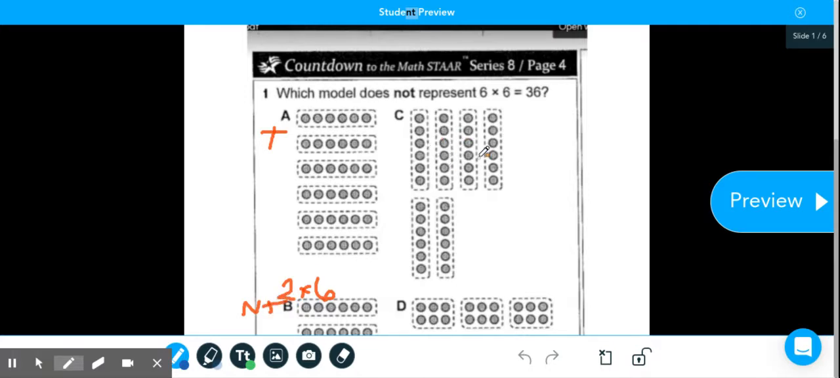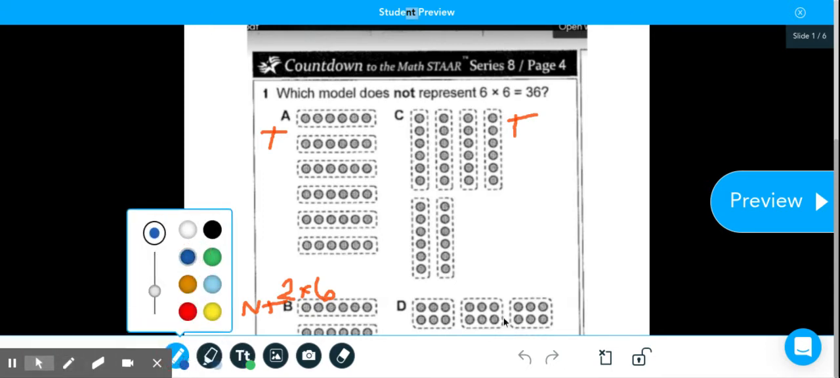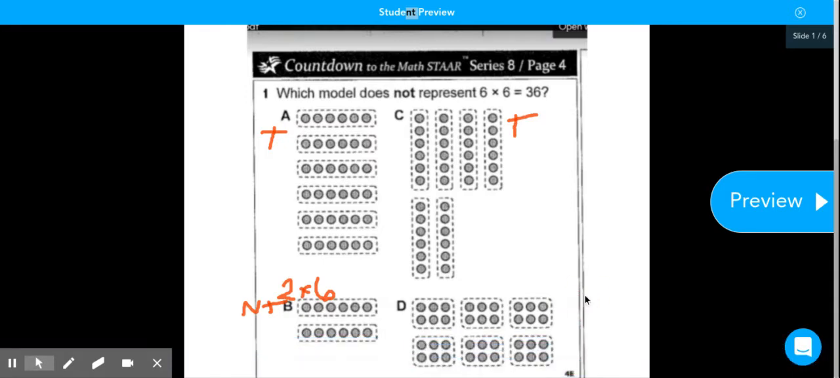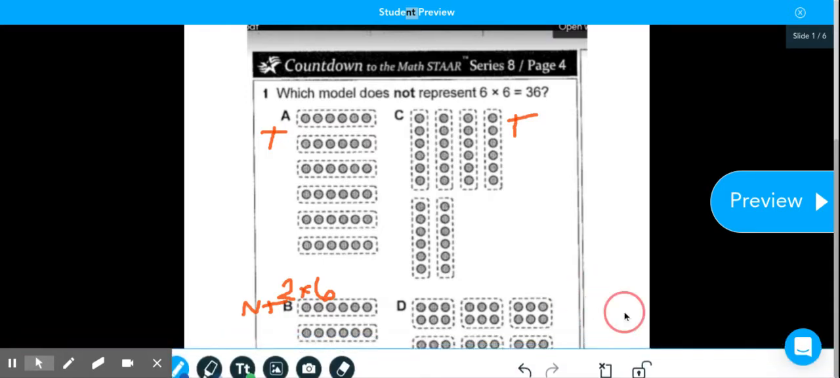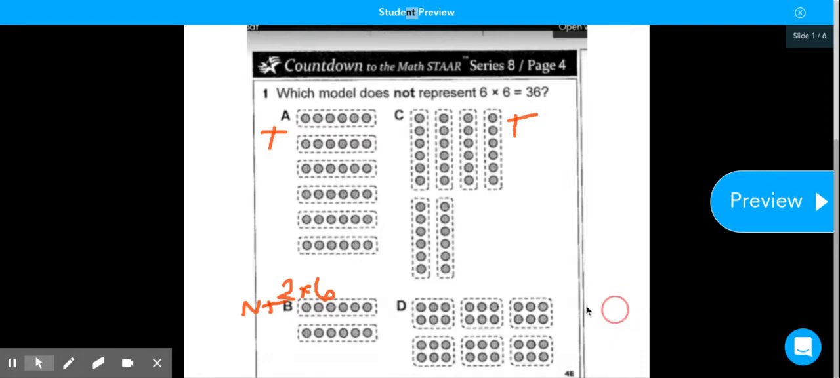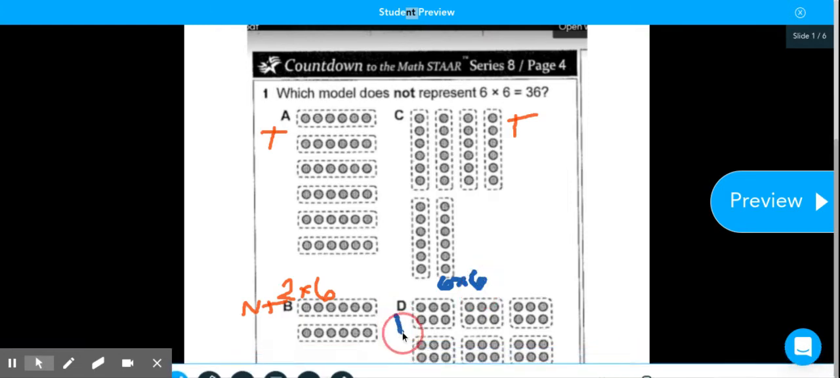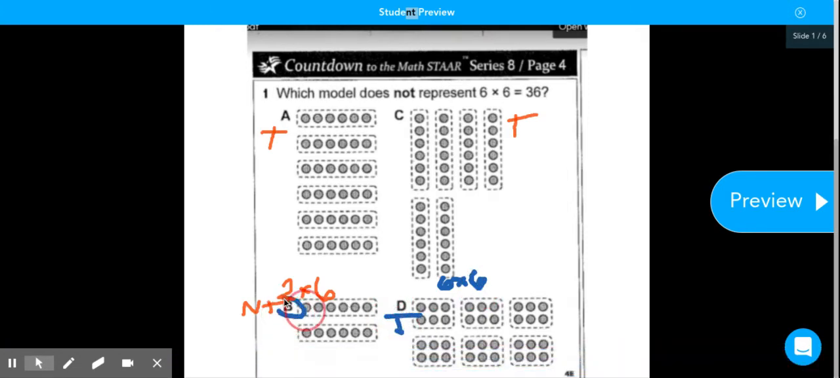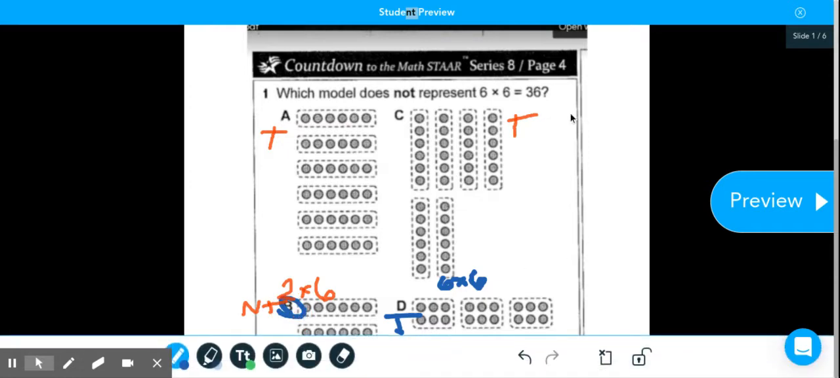Okay, for C, there are 1, 2, 3, 4, 5, 6 groups, and there are 1, 2, 3, 4, 5, 6 in each group. So that is 6 times 6, and there's 36 dots, so that's true. And then D, let's see if I can get this to work. D, you can see down here, there are 6 groups, and there are 6 in each group. And so D is true. It is 6 times 6 equals 36. So the correct answer is B. B is not true. It does not represent 6 times 6 equals 36.